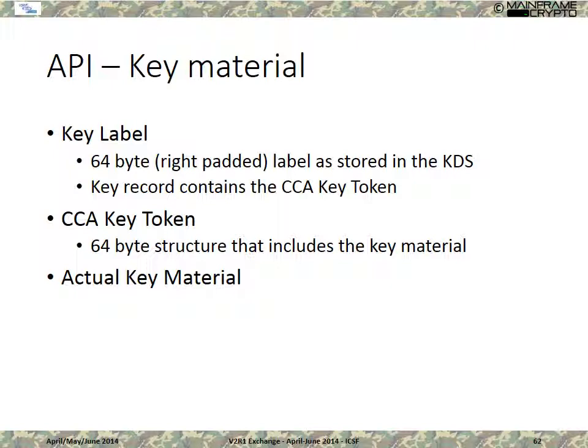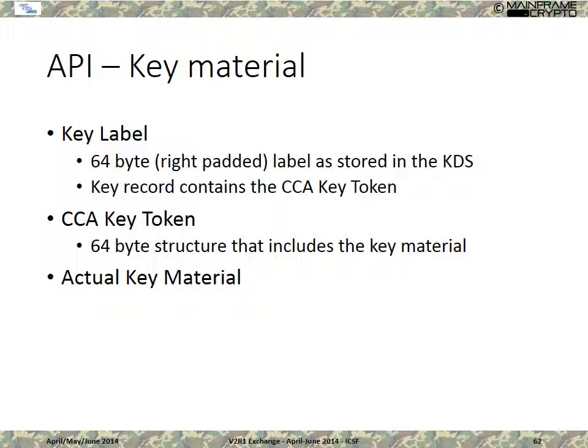Alternatively, you can point to the key token. So remember when we talked about key tokens, when the record's stored in the CKDS, the token is embedded in the record. So what you could do is a key record read, bring the record in, and then pull the token out of the key record and directly pass that token to the API. It's a 64-byte structure, and there's bit settings in there that indicate how the key can be used and all.